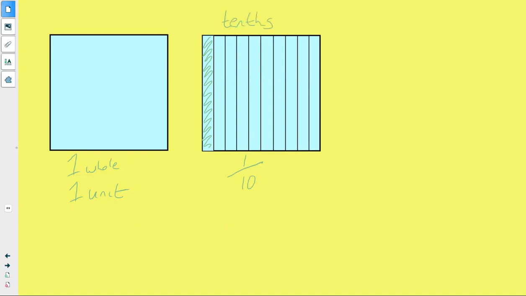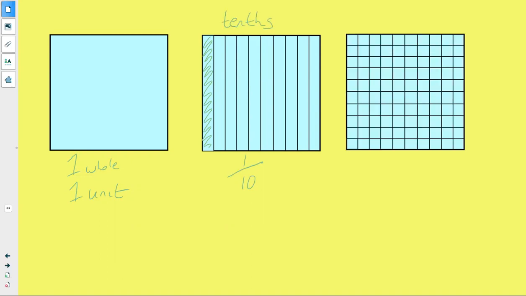If I split it up some more into 100 equal parts, and I shade in one little square, this is going to represent 1 out of 100, or hundredths. Okay?